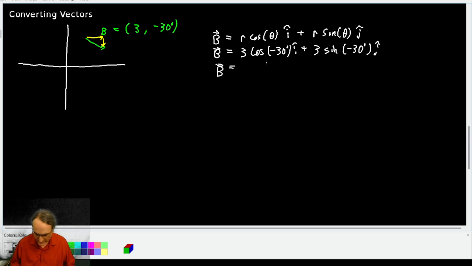Okay, so let's see. That'll give us 2.598 i hat and minus 1.5 in the j hat. Okay, so that's pretty simple.